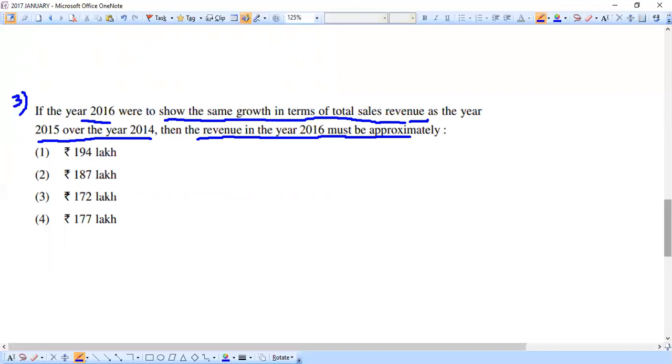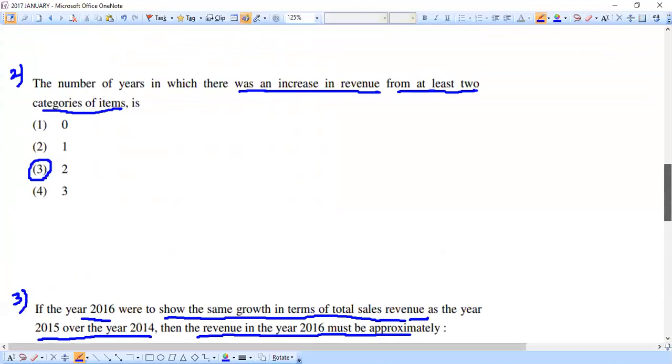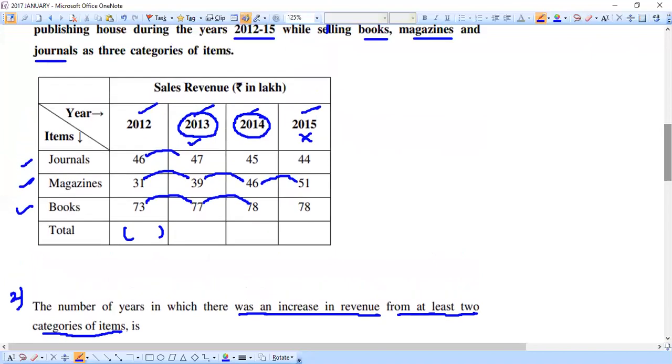Anyway, let's try to calculate this. Coming back to the table, because we definitely need its help, let's frame one more new column, 2016, because the 2016 revenue is what the question is discussing. Let's see what is asked here.